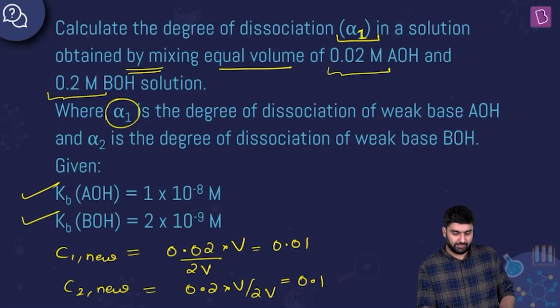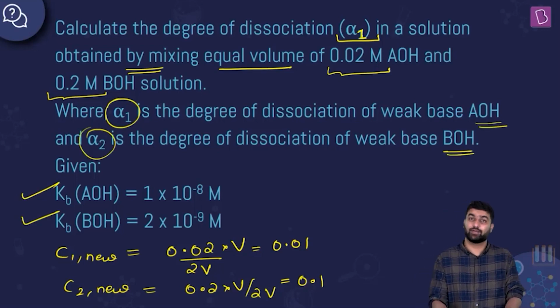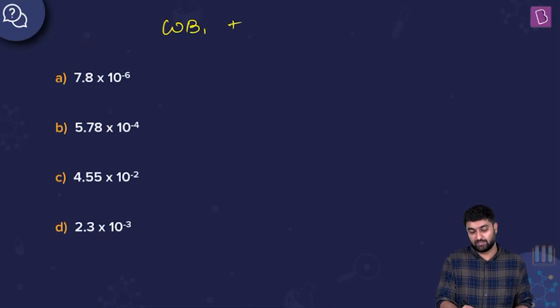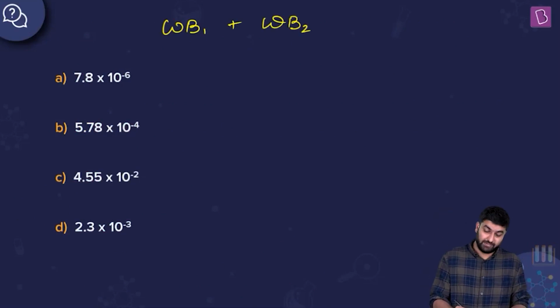Alpha 1 is the degree of dissociation for AOH. Alpha 2 is for BOH. All right, cool. So now what do we have here? This is a case of weak base 1 combined with weak base 2, right? And what is going to happen? Let me write the expressions here.